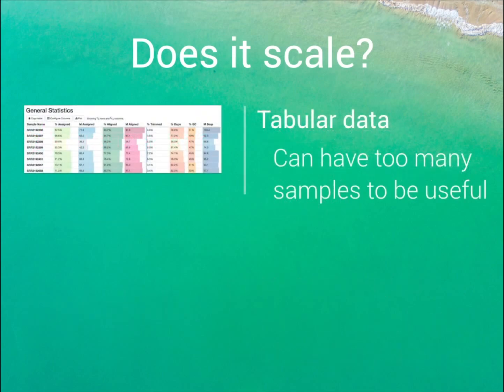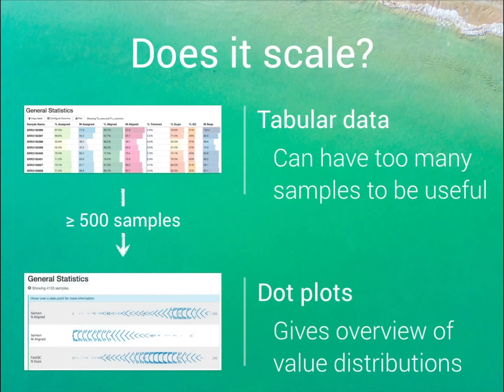There are visualization challenges with scaling too. If you have thousands of samples, then tabular data can get really difficult to understand, and there's just too much data for you to take in. So one of the other features of MultiQC is to use instead a beeswarm or a dot plot to visualize that same data when you hit a certain number of samples. And this gives you an ability to see an overview of the value distributions and spot any outliers. It's exactly the same data, I've just changed the way it's visualized.